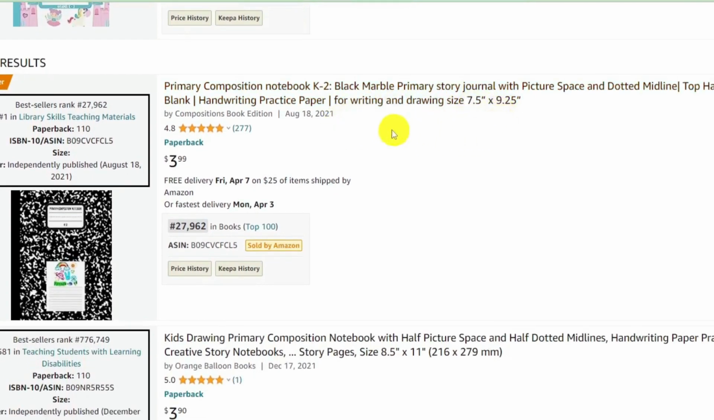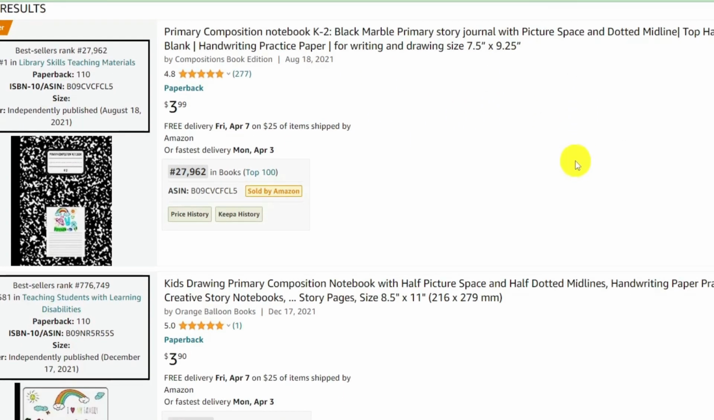They've put the size as well. They've put it's black marble. I wouldn't necessarily think that's something that parents are looking for, but it's selling very well. So, who am I to make any judgment on that? And they are calling it a notebook and a journal and practice paper. So there's lots going on in that title.